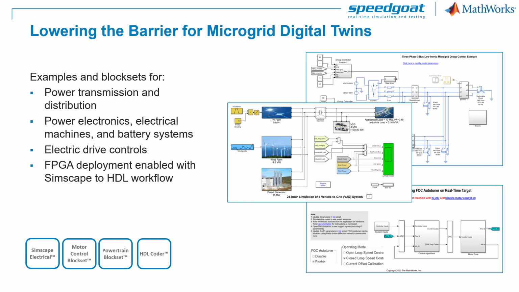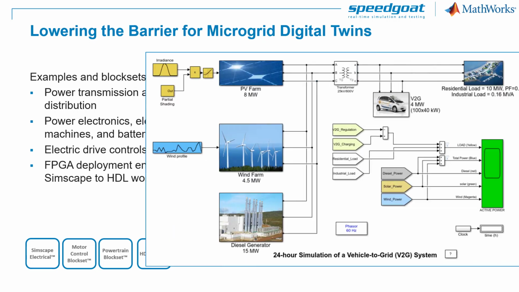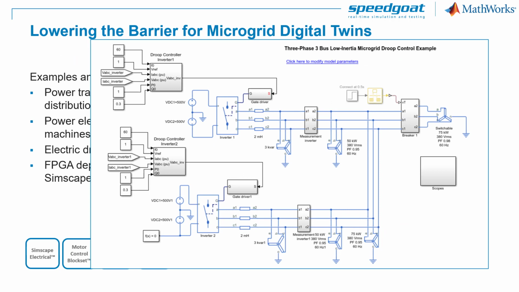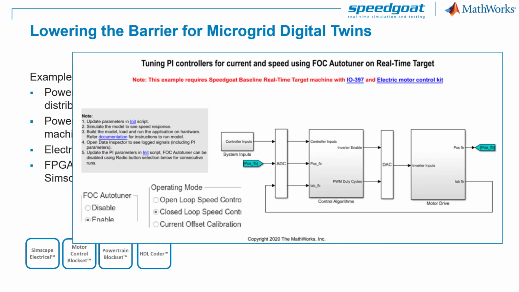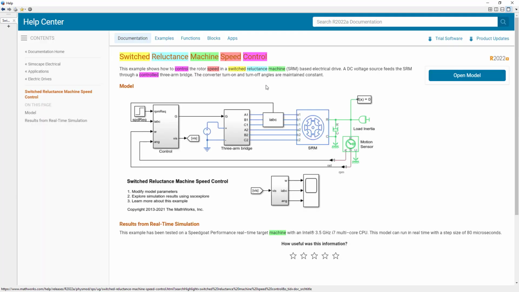For microgrids, one of the most important and powerful toolboxes is Simscape Electrical. You could cover different power sources like solar panels, wind turbines, and fuel cells. You could cover power transmission lines and distribution. You could cover electrical machines, power electronics, and a lot more. With those teams, we maintain a very close collaboration. For instance, Simscape Electrical currently ships with 50+ examples that are compatible and fully tested with Speedgoat hardware.